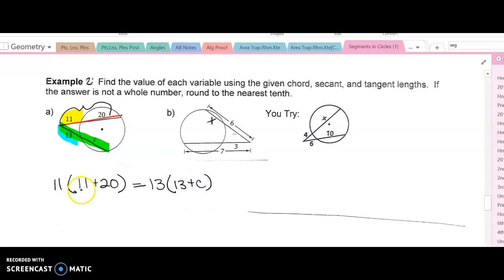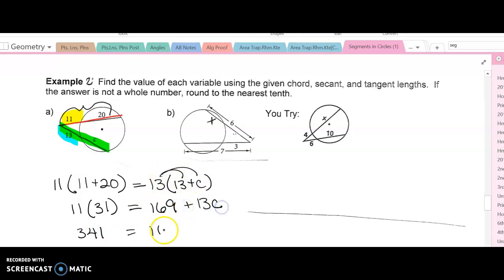So I'm going to do what's in parentheses first, according to the order of operations. 11 times 31, and that's going to come out to be 341. Then over here we are going to distribute that 13 to both terms in the parentheses. 13 times 13 is 169 plus 13c. So write that down here.